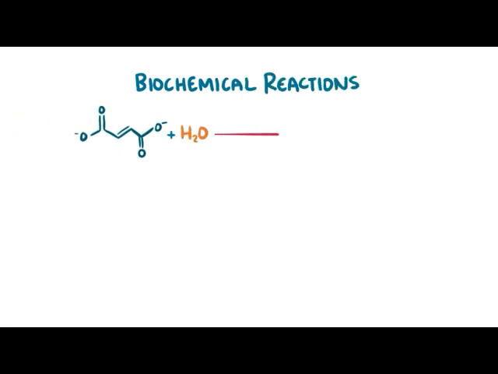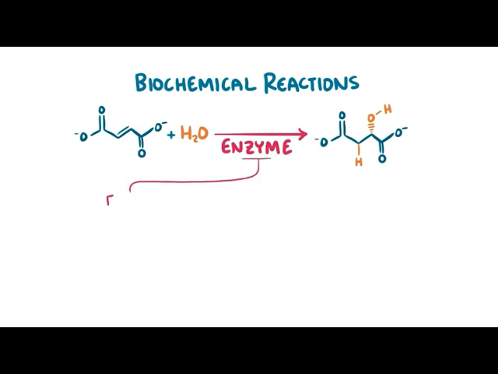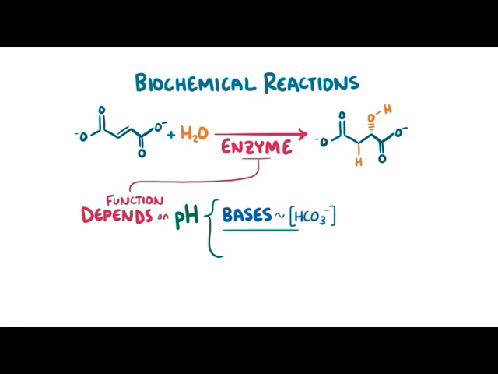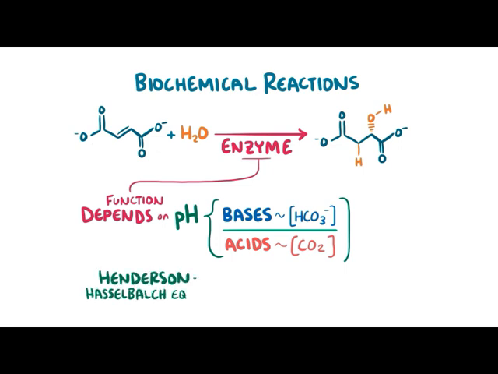Every single second, there are trillions of biochemical reactions going on inside our bodies. These reactions are mediated by enzymes. And for those enzymes to function properly, the pH of our body fluids needs to be within a tightly regulated range. This pH depends on the ratio of concentration of bases, mainly bicarbonate or HCO3-, and acids, mainly carbon dioxide or CO2. And it's calculated by a fairly lengthy equation called the Henderson-Hasselbalch equation, where pH equals 6.1 plus the log of the concentration of bicarbonate divided by 0.03 times the partial pressure of carbon dioxide.